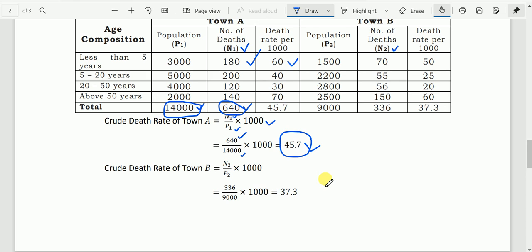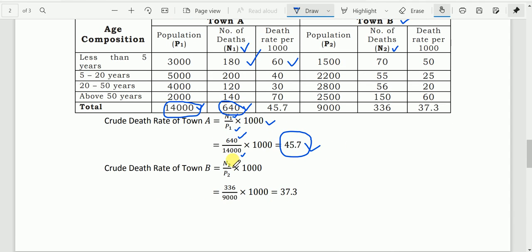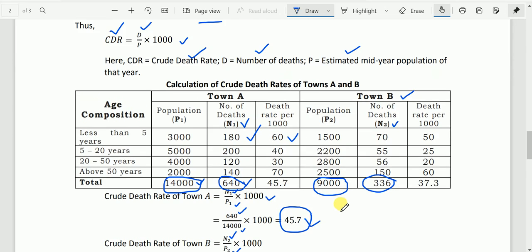So this is the death rate. Similarly, for town B also, applying the same formula. N2 refers to the number of deaths of town B, and P2 the mid-year population for town B. So here we are dividing 336 by the mid-year population 9000, and multiplying it by 1000, so we have got 37.3.